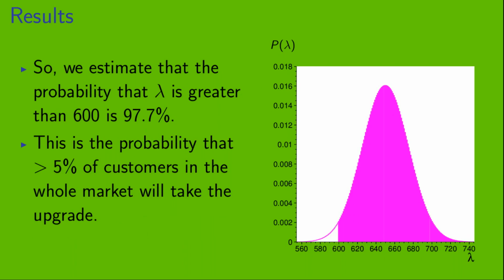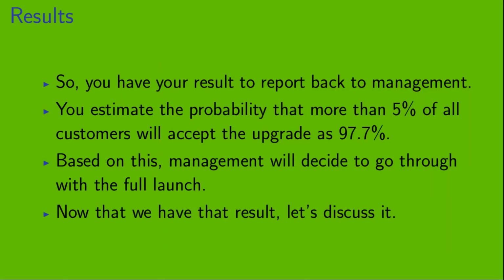So we estimate that the probability that lambda is greater than 600 is 97.7%. This is the probability that at least 5% of customers in the whole market will take the upgrade. So you have your result to report back to management. You estimate the probability that more than 5% of all customers will accept the upgrade as 97.7%. Based on this, management will decide to go through with the full launch. Now that we have that result, let's discuss it.